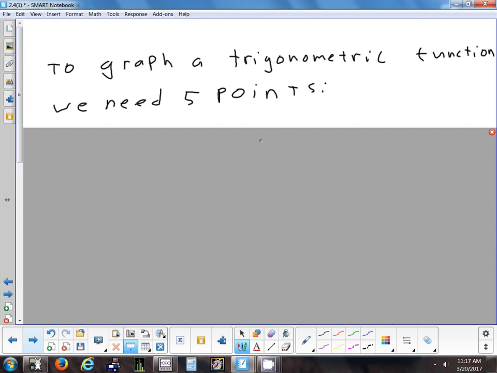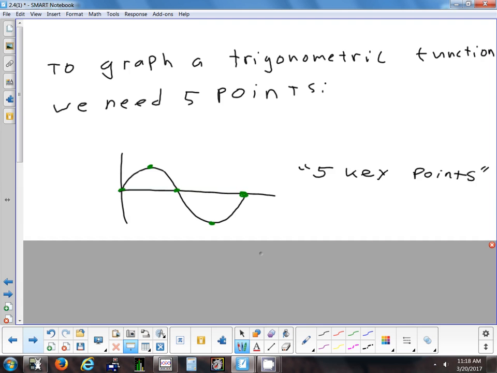All right, so when we graph a trig function, as I said, you're going to have to find 5 points. I call these the 5 important points, or the 5 key points, when you're graphing: where it starts and stops, the highest, the lowest, and then the point right in the middle. If you can get those 5 points, you'll be able to make a pretty good sketch.